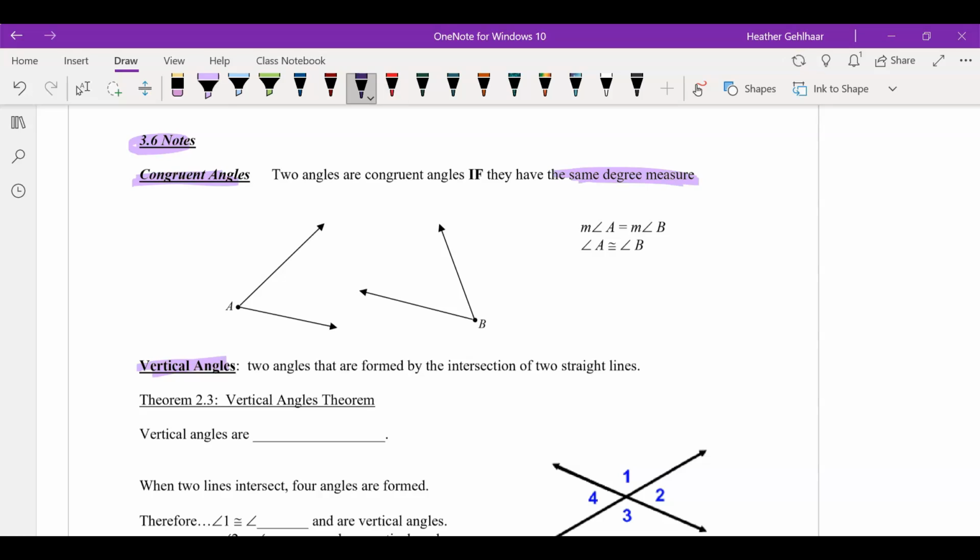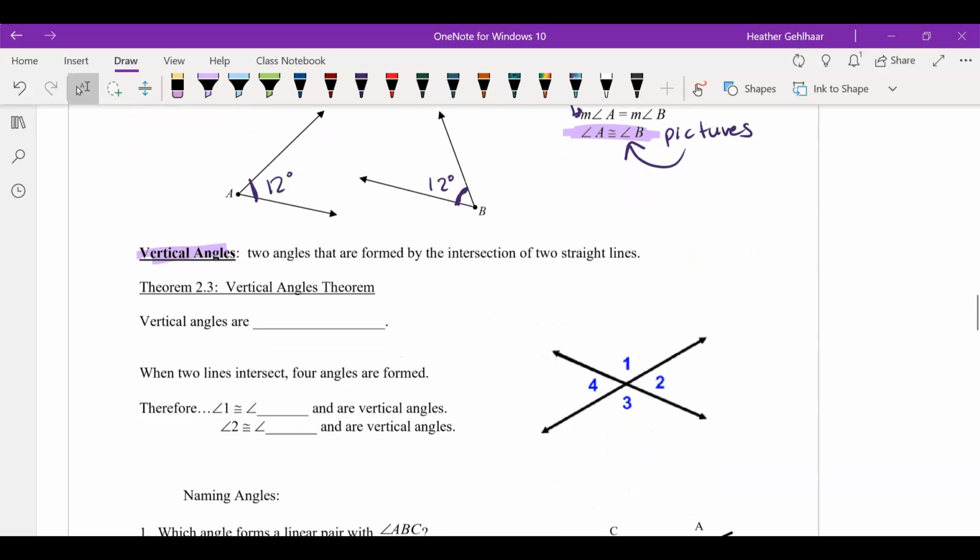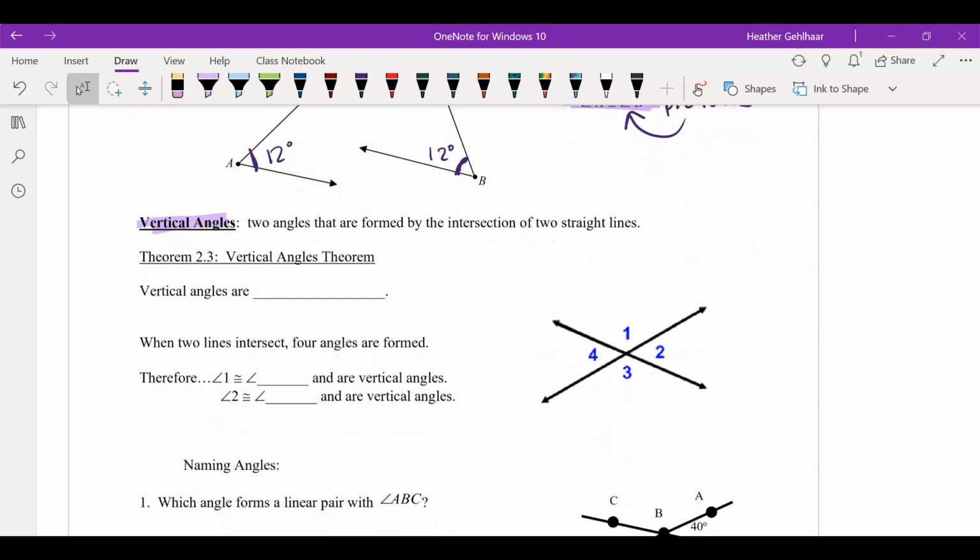Alrighty, so what that means here is, let's say our angle A has a measure of 12 degrees, and angle B also has 12 degrees. We know that 12 degrees equals 12 degrees. We can label them as the measure of angle A equals the measure of angle B. Because we know that they are equal, we can then say their pictures are congruent. Remember we talked about congruent. We can identify that with a tick mark to show that, and I suggest when you do these problems on your own to also include those tick marks.